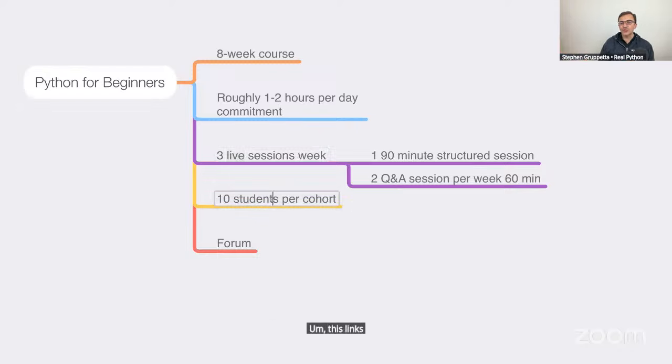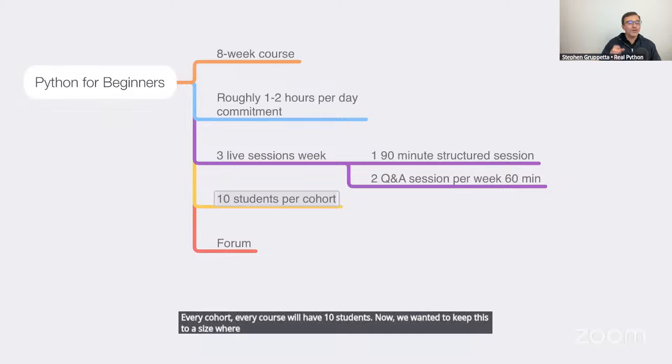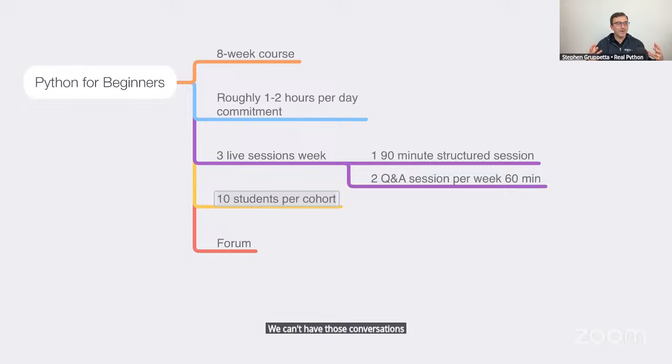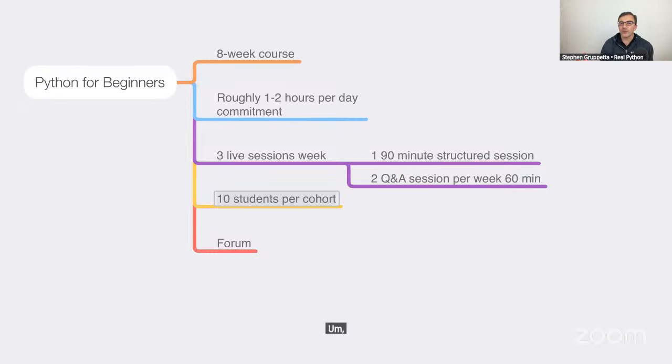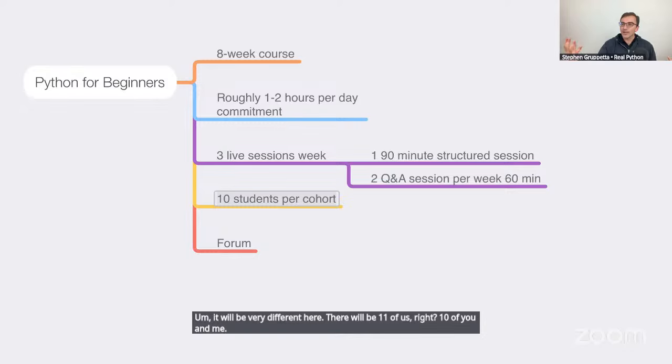This links to the size of the course. Every cohort, every course will have 10 students. We wanted to keep this to a size where we can have those conversations. As I was mentioning, in this session, I'm talking to hundreds of you, I think, watching this. It will be very different here. There will be 11 of us, right? 10 of you and me having a chat.